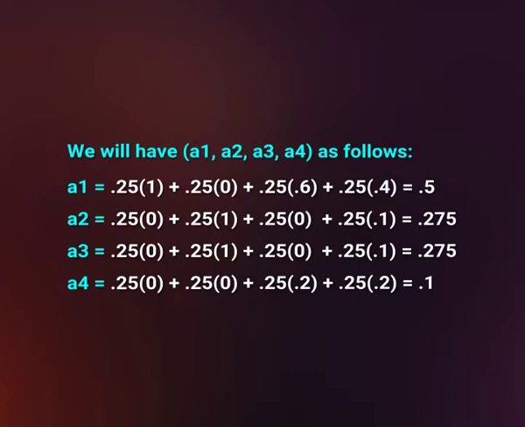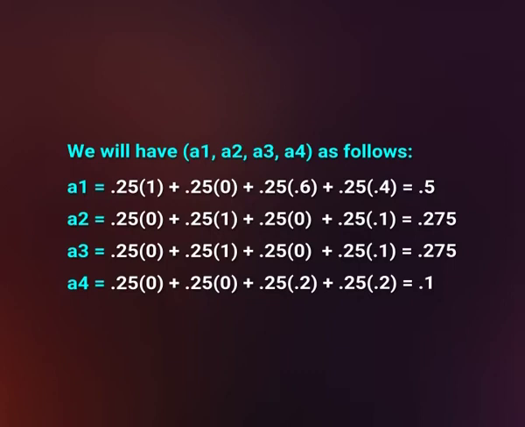A2 is equal to 0.25 × 0 plus 0.25 × 1 plus 0.25 × 0 plus 0.25 × 0.1, which is equal to 0.275. A3 is equal to 0.25 × 0 plus 0.25 × 1 plus 0.25 × 0 plus 0.25 × 0.1, which is equal to 0.275.